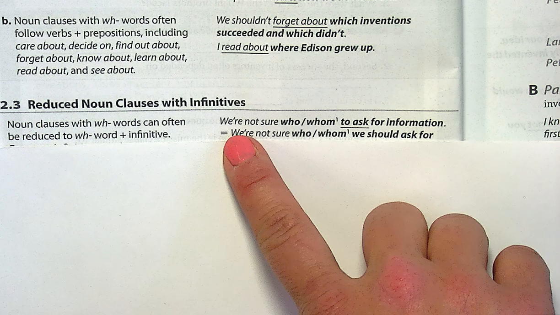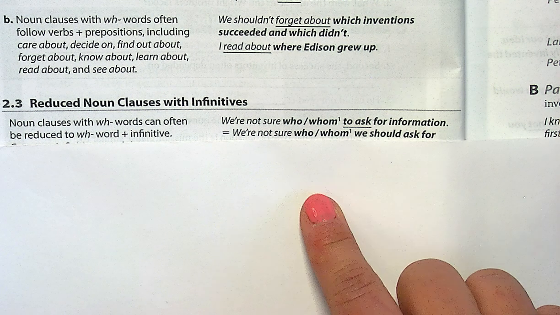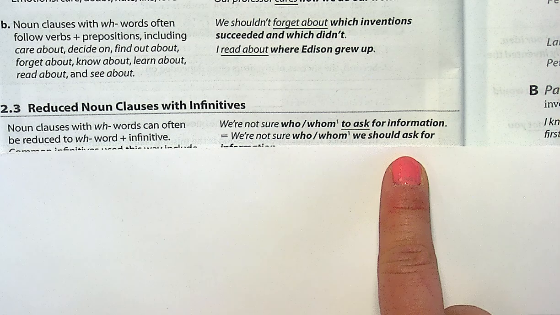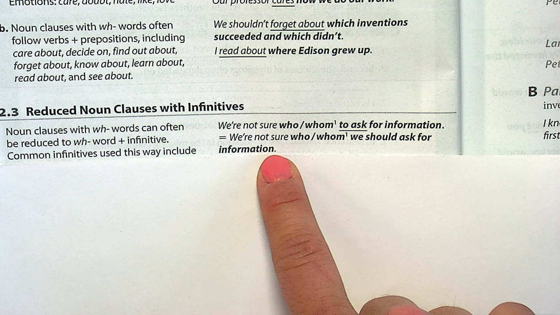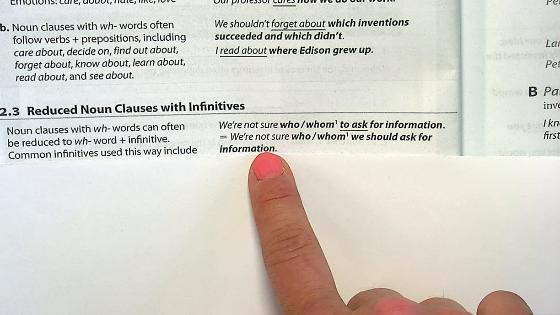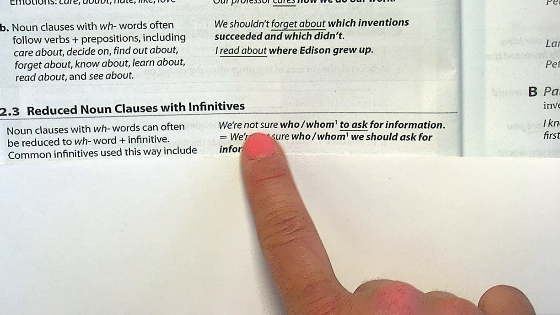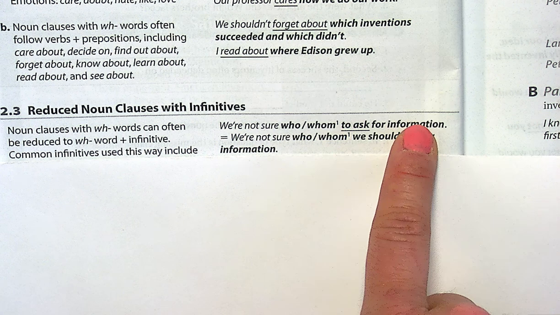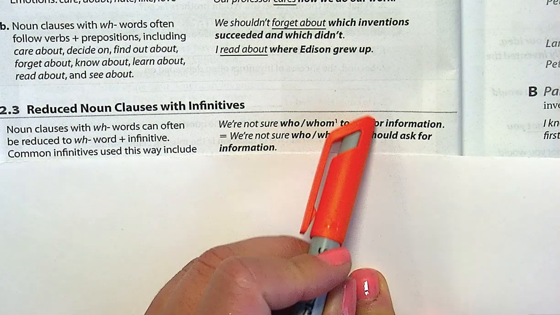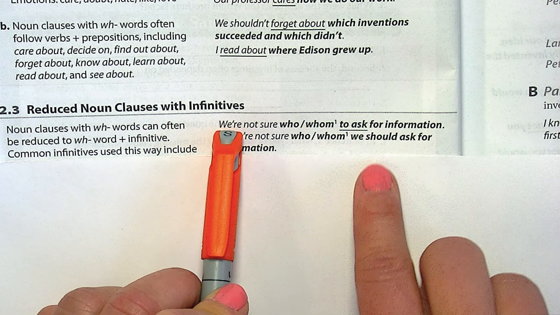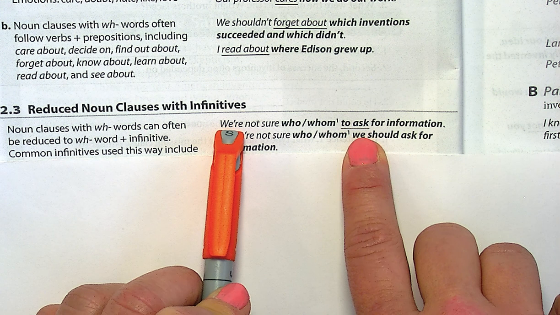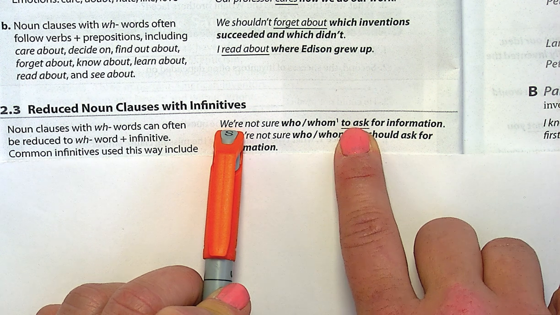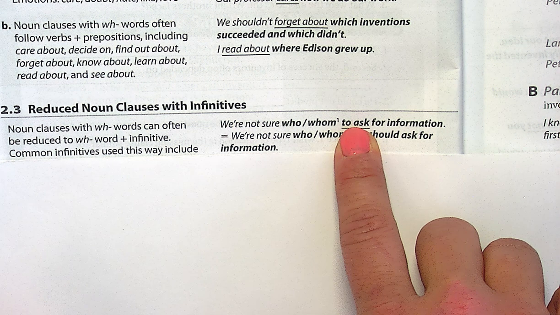If we look at the bottom one first, this is our full clause. We are not sure who we should ask for information. Who we should ask for information is the thing that we are not sure about. We are not sure who to ask for information. In this case, we can change this to ask because it's we are not sure, we should ask. So we have the same subject on both sides. Instead of repeating the word we can just put to plus verb, which is our infinitive.